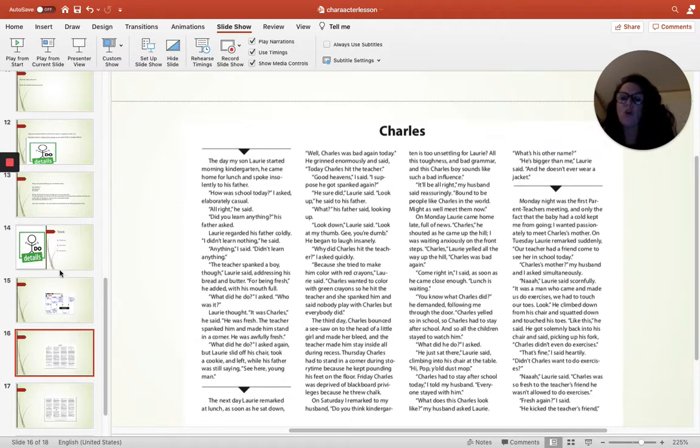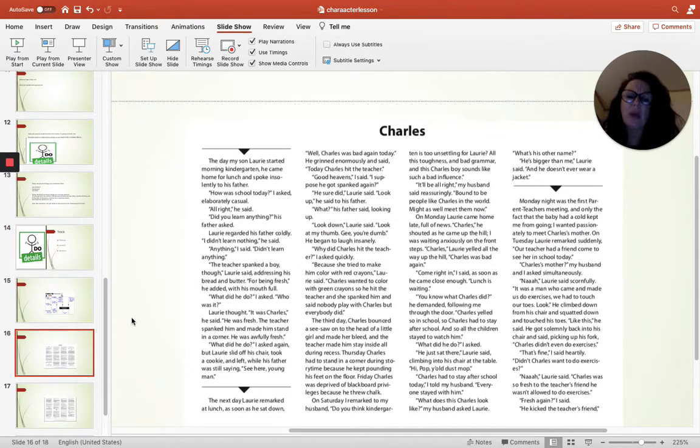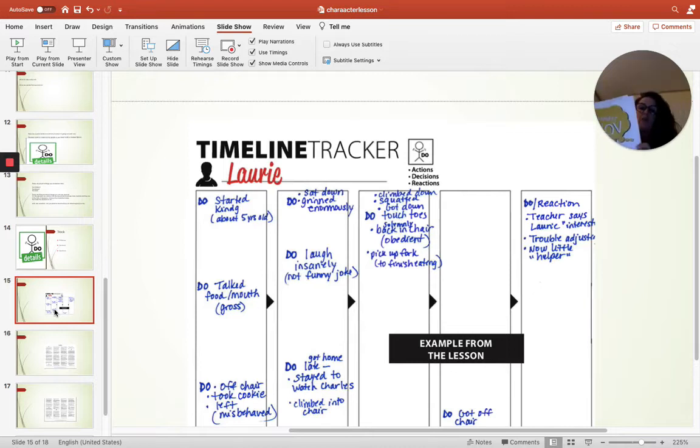Let's go back to my graphic organizer. What did Lori do? Anything? Oh, I can see it right here. I see the action. He added with his mouth full. Lori talked with his mouth full. So I'm going to write that down, right? Lori, I wrote "do" so I can remember. I'm looking for what Lori does. Talked with his mouth full.